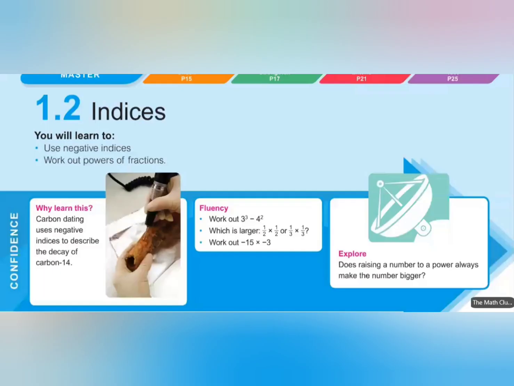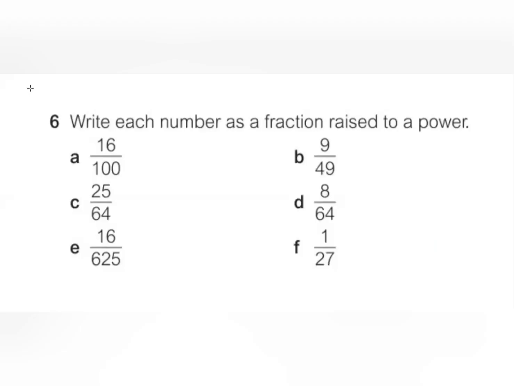In this video, we're going to talk about 1.2 Indices. Question 6. Write each number as a fraction raised to a power. Now these fractions here, we're going to do the opposite of what we did in question 5. So we're going to turn these into fractions with a raised power. Now how do we do this?